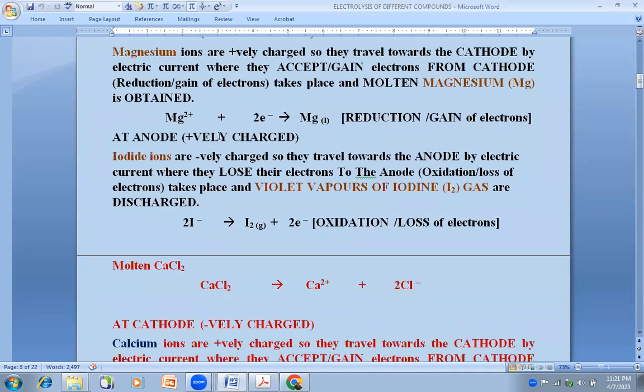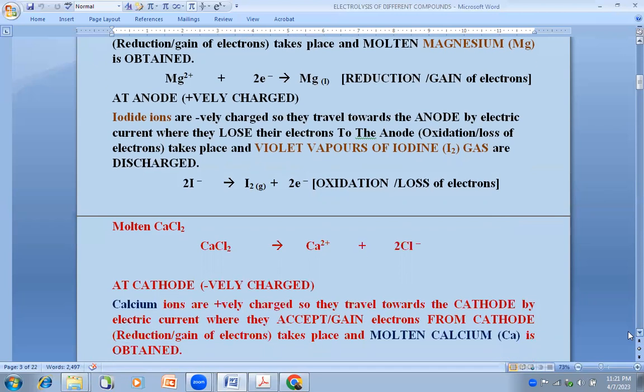At the anode, which is positively charged, the positive plate, the iodide ions or chloride ions or bromide ions are negatively charged. So they travel towards the anode, the positive plate, by electric current, where they lose their electrons to the anode. Oxidation, meaning loss of electrons, takes place. If iodine gas is produced, violet vapors are seen. If chlorine gas is produced, greenish yellow vapors are there. If bromide changes into bromine gas, then reddish brown vapors of bromine gas are formed.